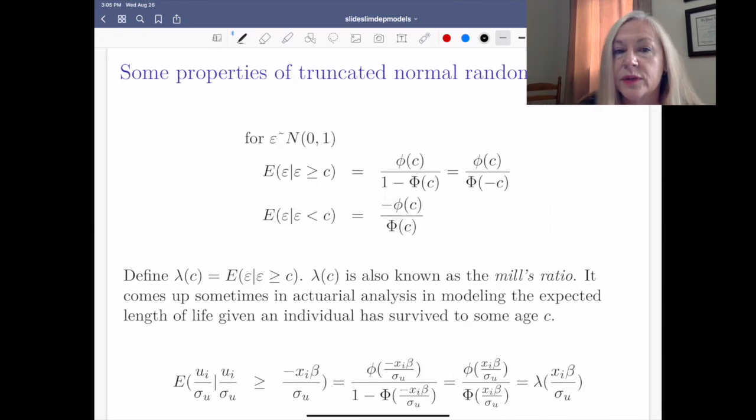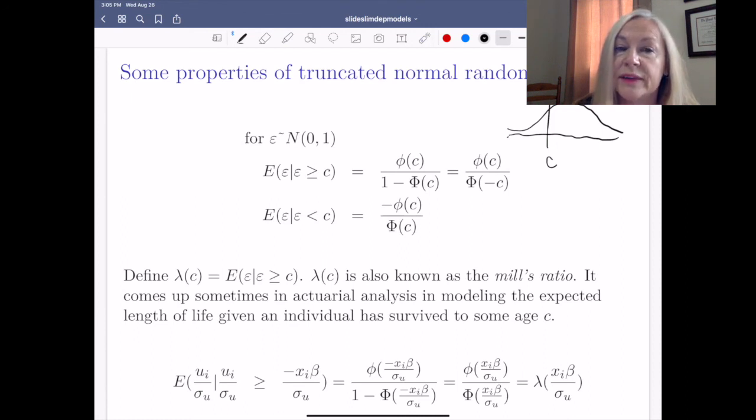To do this, we're going to use some properties of truncated normal random variables. If you have E of epsilon given epsilon is greater than or equal to C, that's a normal random variable truncated from below, truncated by C. You can think of that as if you had a normal distribution and you took a bunch of draws from the normal and you set some truncation point C, and then you only take the mean of the draws that were above C. That's what E of epsilon given epsilon greater or equals C is. Without the truncation, the normal has mean 0, but with the truncation it will have some positive mean.